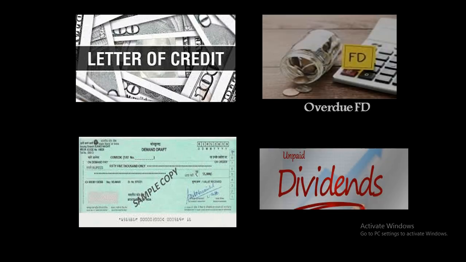Demand draft, letter of credit, bank guarantees also come under this category. Unpaid dividends or overdue FDs are some other examples of demand liability, or OTDL, that is other demand and time liabilities. Next comes the time liability.